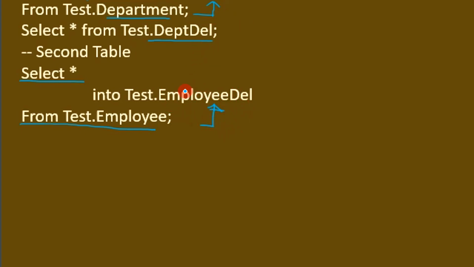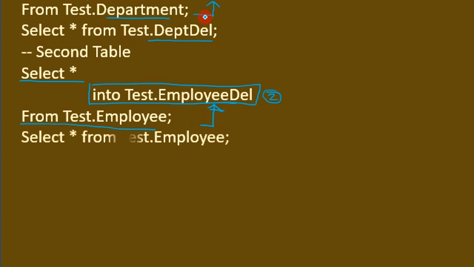So at present we have two tables. This is the first table and this one is the second table. Using these two tables we will experiment delete as well as truncate operation. So select star from test.employee. This will list all the records.